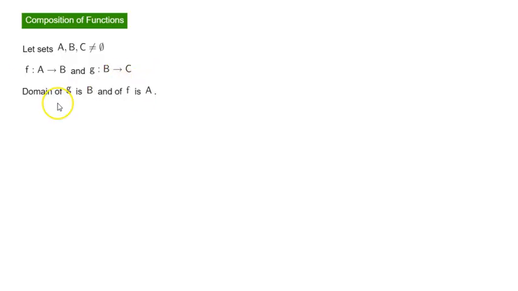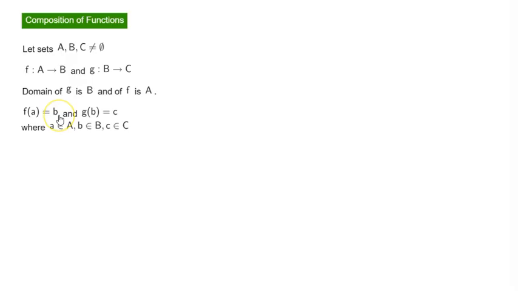Let us look at composition of functions. Let's say we are given sets A, B and C and none of them are empty sets. And then we have a function f which maps A to B and another function g which maps B to C. Now, very clear, domain of g is B and domain of f is A. Now the idea is to go from A to C.